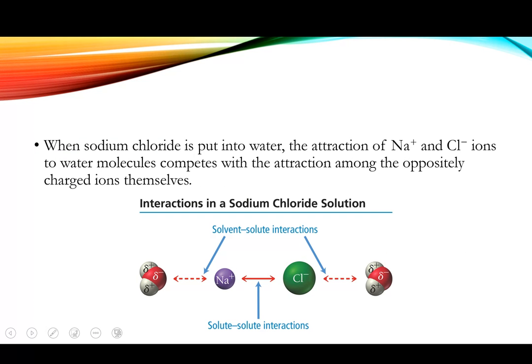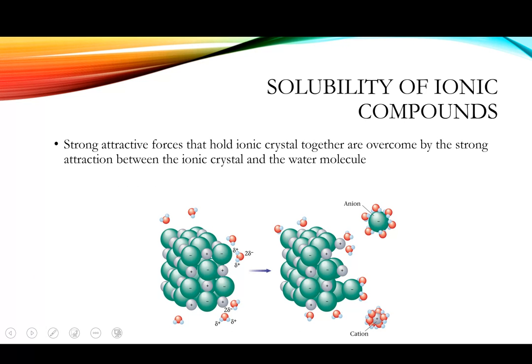So when sodium chloride is put into water, the attraction of the sodium ions and the chloride ions to water molecules competes with the attraction between the sodium ions and the chloride ions themselves. In the case of a soluble compound like sodium chloride, the attraction between the water molecule and the ion is stronger than the attraction of the ions for each other. And so the water molecules will actually come in, pluck the ions off of the crystal, and surround them, as in this image here.